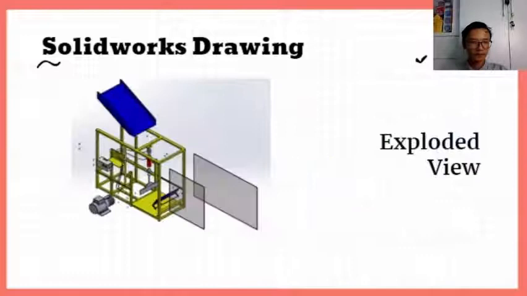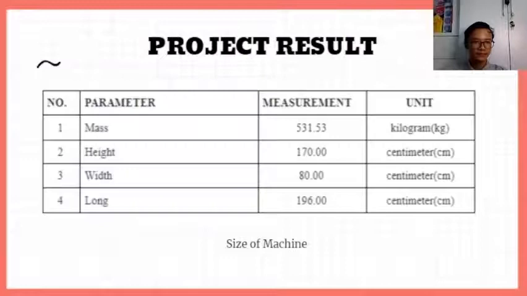This is our exploded view for the machine. The compressor and our electronic box are actually for cosmetic purposes, but in real life it may be different from our sketch. This is the project result. We have a mass of 531 kilograms, height is 170 centimeters, width is 80 centimeters, and length is 169 centimeters.